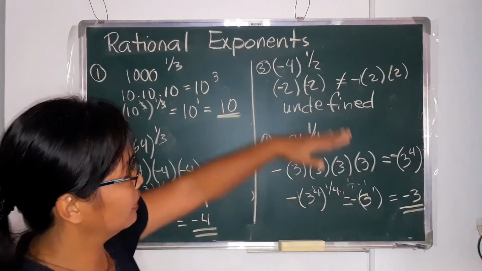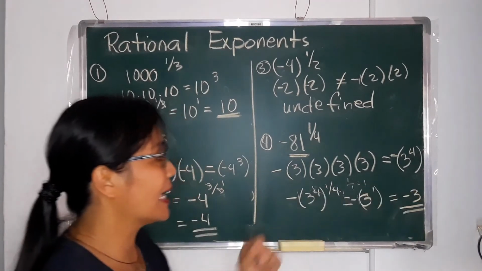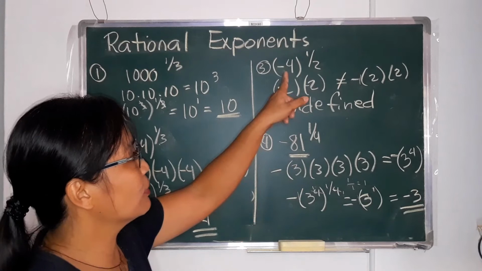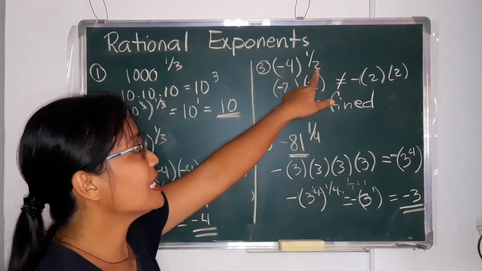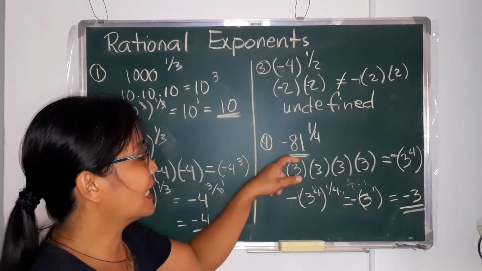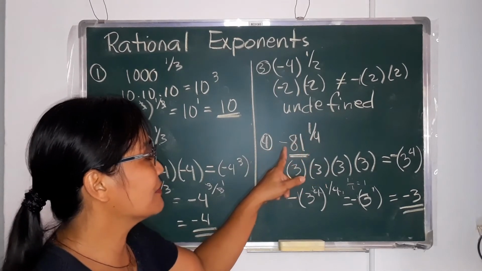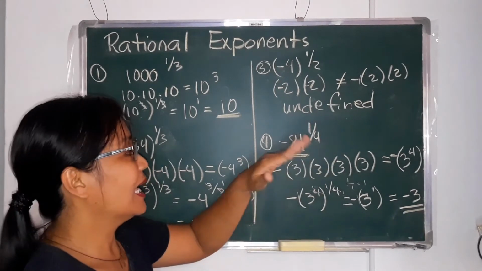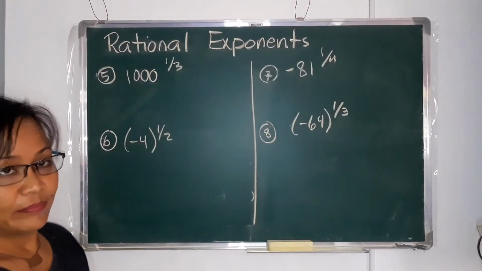Kung napapansin ninyo, dito ay undefined. Pero dito ay may answer. Bakit? Ulitin ko, kasi dito may close and open parentheses at ang base natin ay negative. Ang exponent ay even number. Pero dito, ang base natin ay negative pero hindi siya kasali. Ang negative sign natin ay hindi kasali sa exponent na even number. Kaya, ito ay may sagot. Hindi siya undefined.